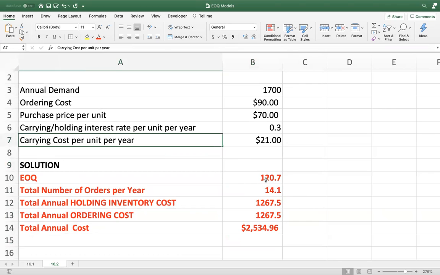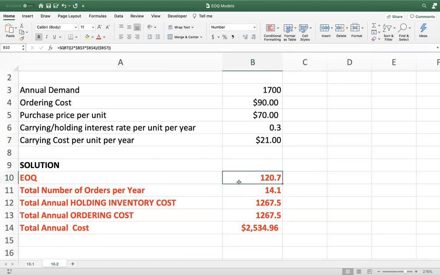But you have to be very careful when you are trying to round things down or up. Make sure that, as you can see, the EOQ here is in fractional amount. Make sure that you round this up or down, and then make sure that you know what kind of calculations are going to be changing based on that.